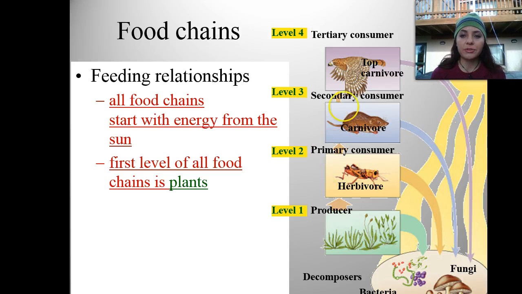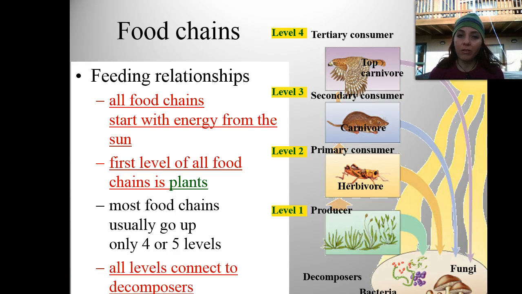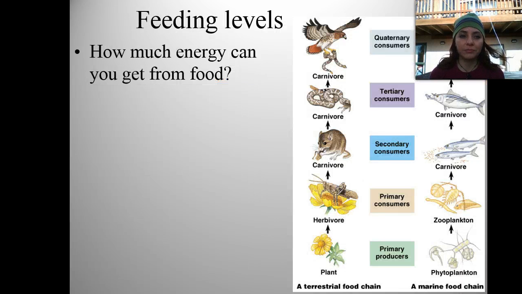Primary consumers give their energy to carnivores, which is right here, or a mouse or shrew, which could be classified as well as a secondary consumer. Secondary consumers give their energy to top carnivores that are classified as tertiary consumers. And all of them are broken down by decomposers. So even the top carnivore, when it dies, is broken down by a decomposer. Most food chains usually go up only 4 or 5 levels, and all levels connect to those decomposers.